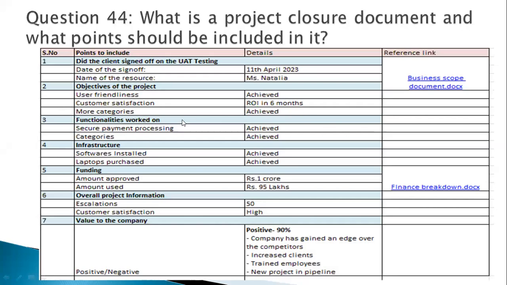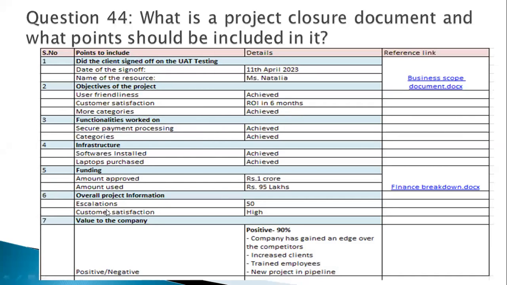Did we add more categories? Yes. Okay. Now, what functionalities did I work on? Secure payment processing is completed. Categories is achieved. Are the softwares installed? Yes. Laptops purchased? Yes. What is the funding? 1 crore. And I had estimated 80 lakhs earlier, right? But I have spent 95 lakhs today.